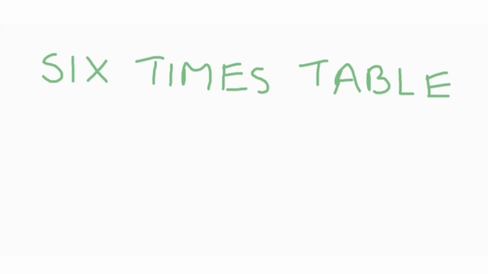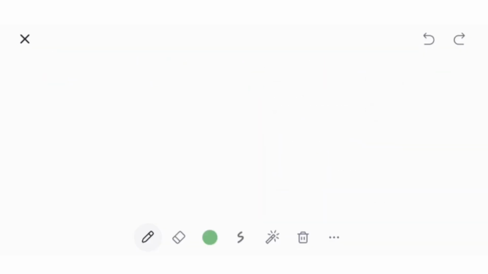Now, in order for you to memorize the 6 times table, the first thing you do is to get a sheet of paper, and I want you to do that now. Get a sheet of paper and write the 6 times table on it. Now, this is what you do, okay? Let's write out the 6 times table.